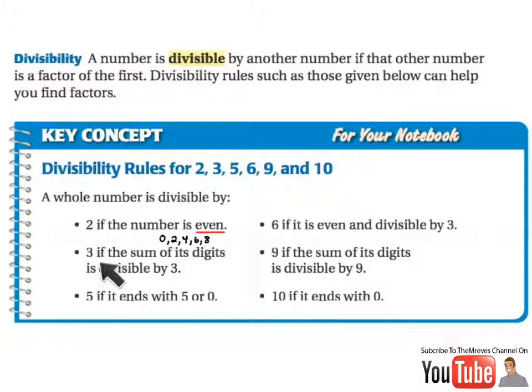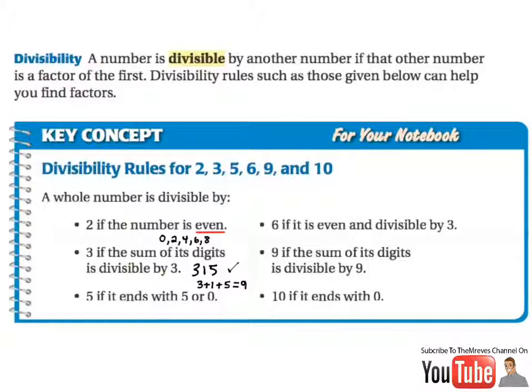Now, if it's divisible by 3, the sum of its digits is divisible by 3. So what that means is we take a number such as 315 and we add those digits together. So we take 3 and we add it to 1 and to 5, and that equals 9. And then we ask ourselves, does 3 go into 9? And yes, it does. So that would be divisible by 3. Give it a little check mark. So 315 is divisible by 3.